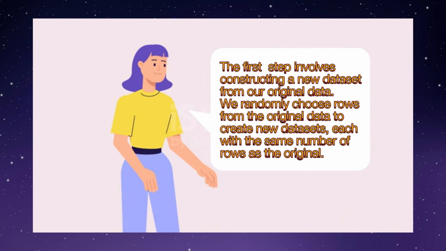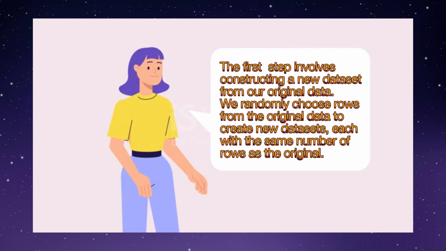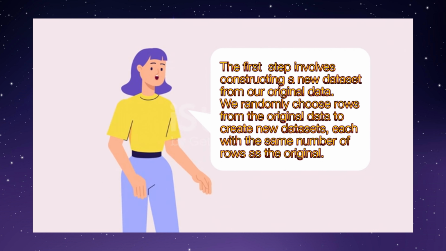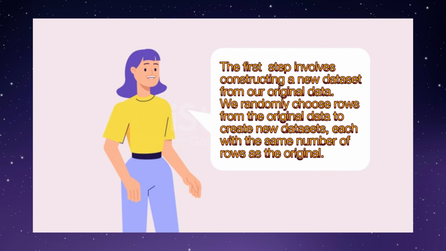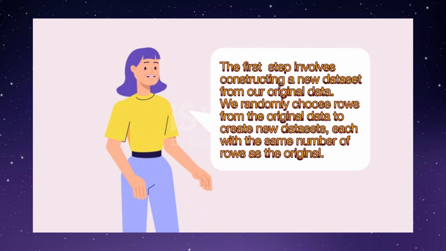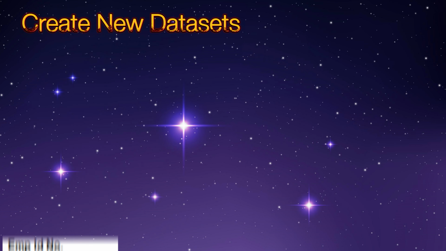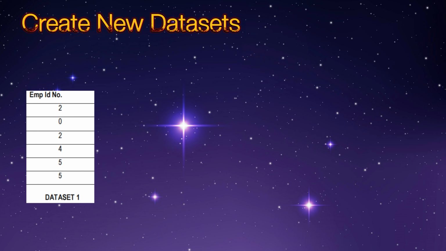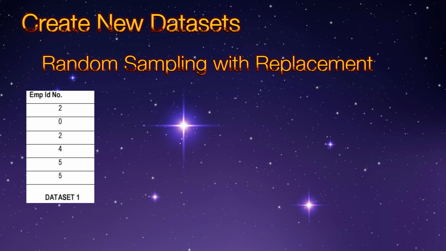The first step involves constructing a new dataset from our original data. We randomly choose rows from the original data to create a new dataset, each with the same number of rows as the original. Here is the first dataset, where I can only provide the employee IDs due to space constraints. And take note that 2 and 5 appear more than once because we are performing random sampling with replacement.